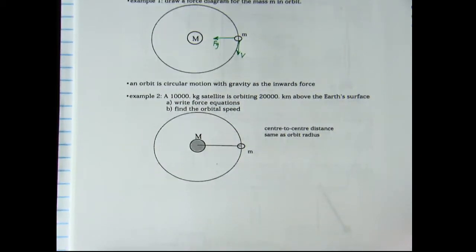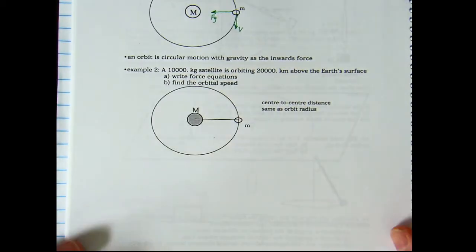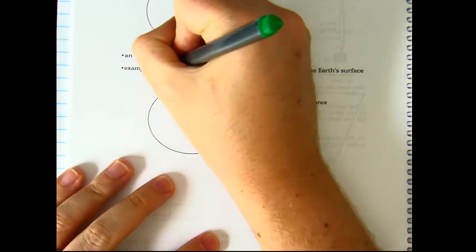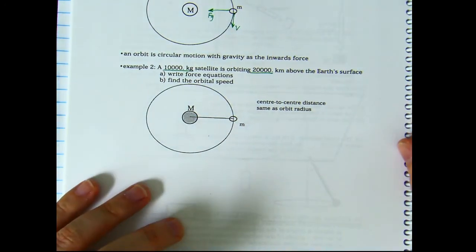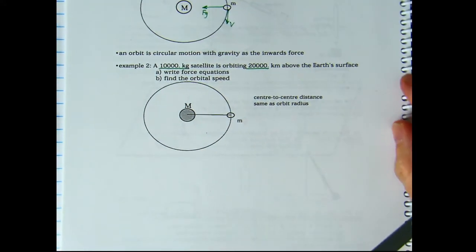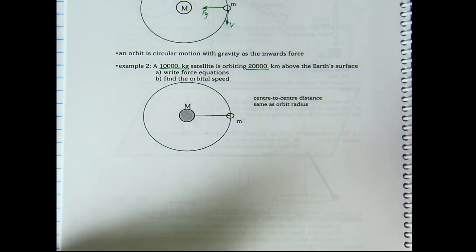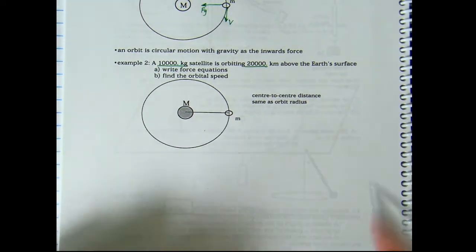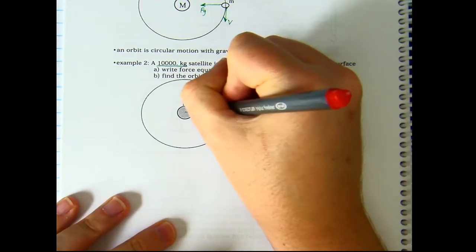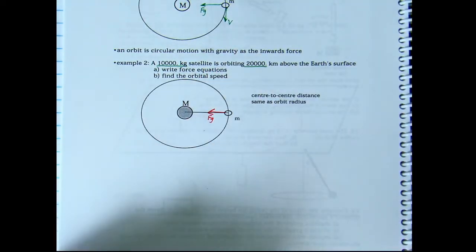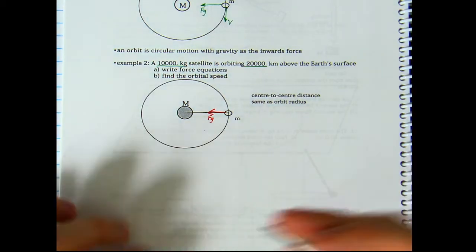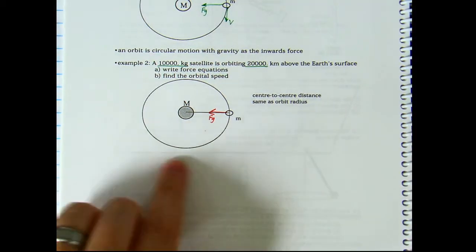So let's do a bunch of examples that'll have a bunch of really, I think, quite neat results. We've got a 10,000 kilogram satellite orbiting 20,000 kilometers above the Earth's surface. We want to find the orbital speed, is ultimately what we want to do. So we know the only force acting on this object here is the force of gravity inwards, Fg. We've got a bunch of other data here. We're going to collect it off to this side.